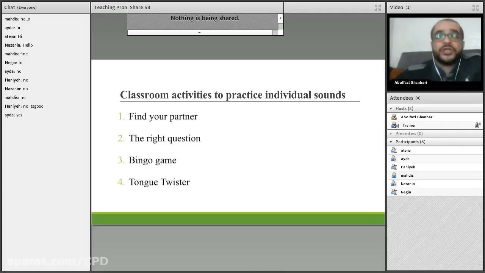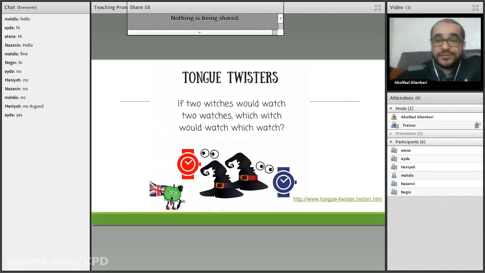The next one is tongue twister. We have them in Farsi. Again, this activity can aid learners to focus on individual sounds. If two witches would watch, two witches watches which would watch which watch. Yeah? It is for t or w because these two sounds are more repeated in these sentences.